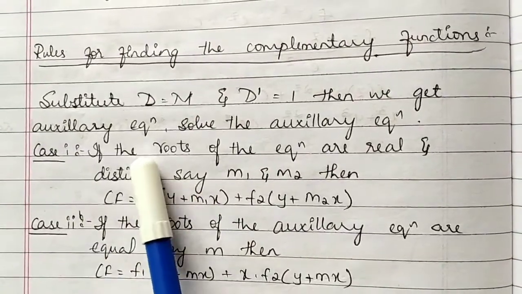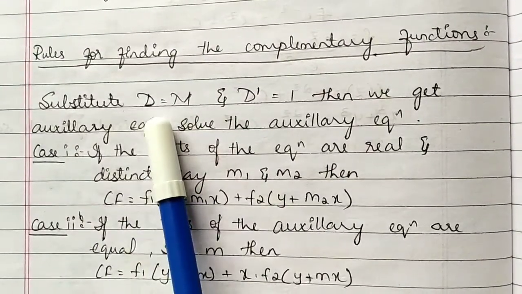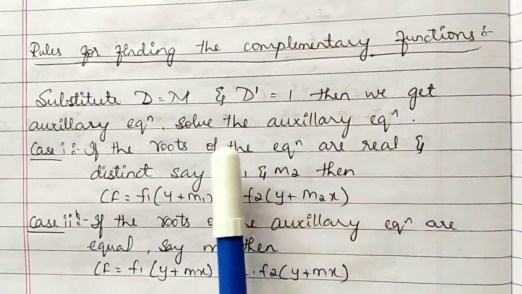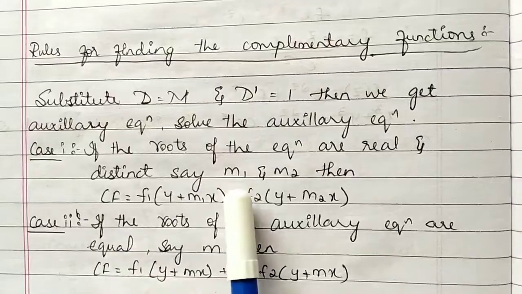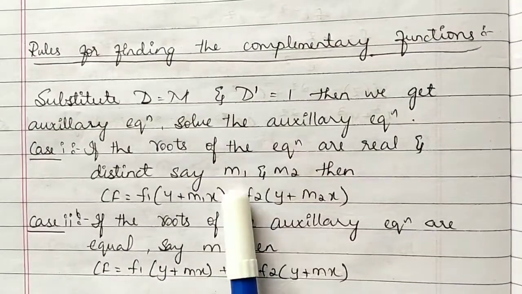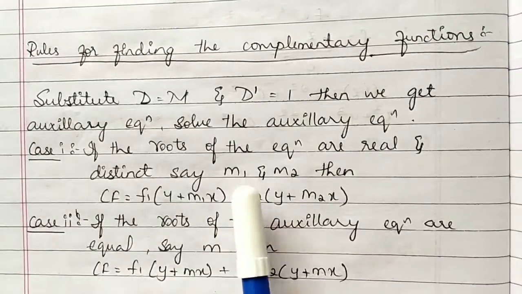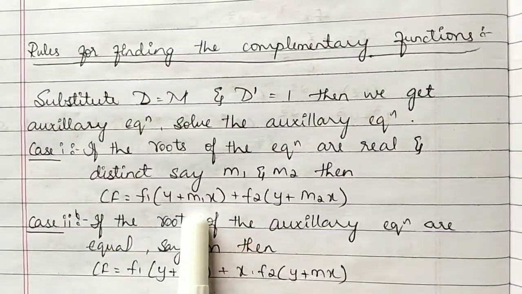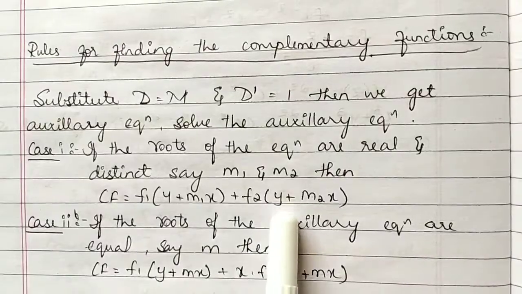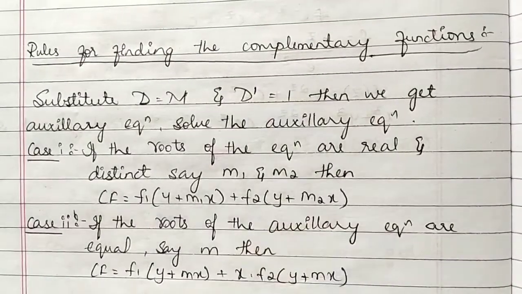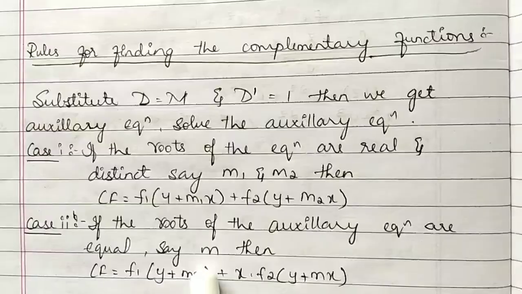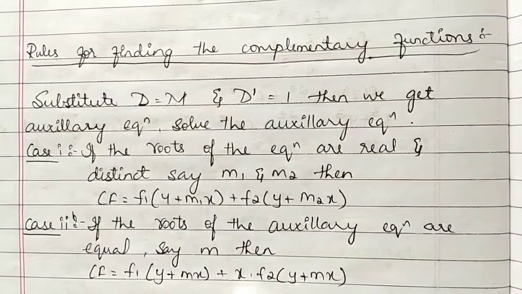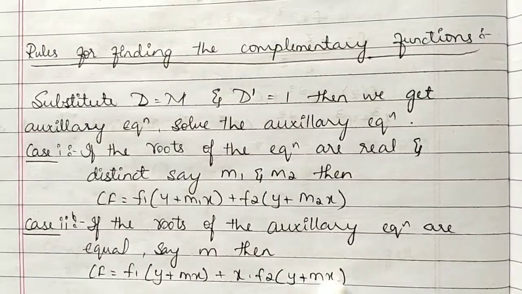First of all, you have to form an auxiliary equation by substituting D equal to m and D dash equal to 1. Okay, we'll get the auxiliary equation. If you solve that equation, you will get roots. If the two roots are different, then the complementary function is f1 of y plus first root into x plus f2 of y plus second root into x. Suppose the roots are the same, like m, then the complementary function is f1 of y plus mx plus x into f2 of y plus mx.